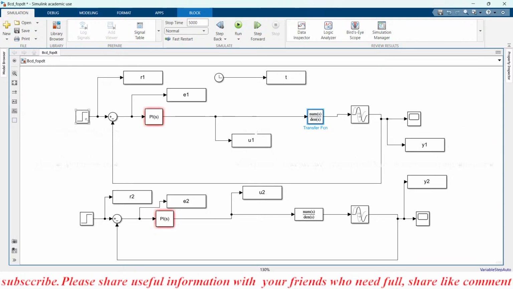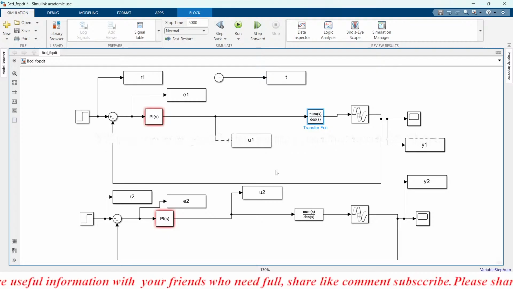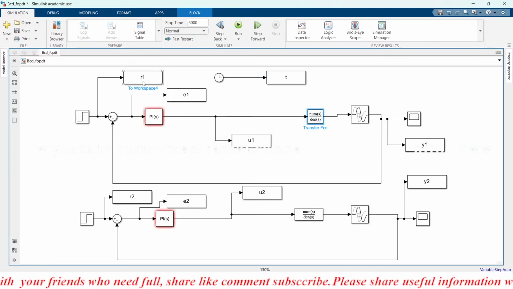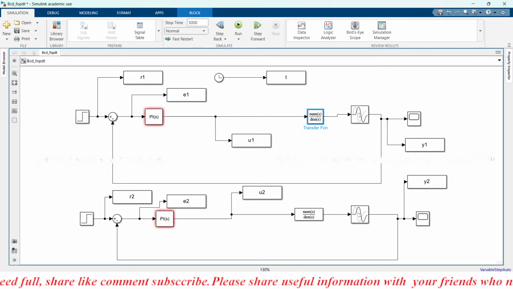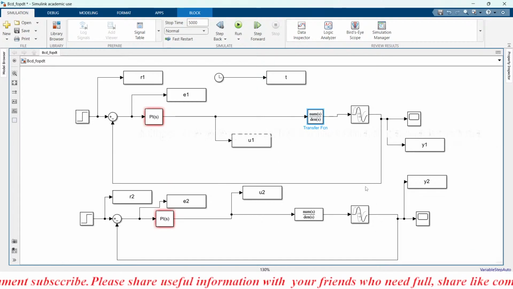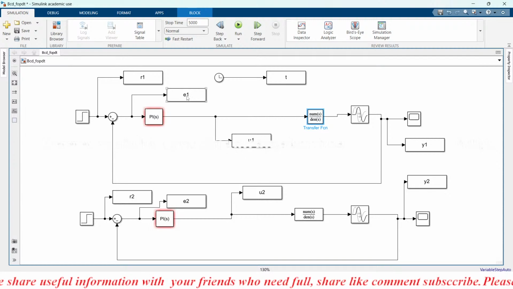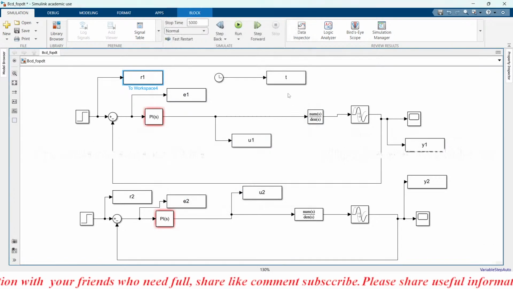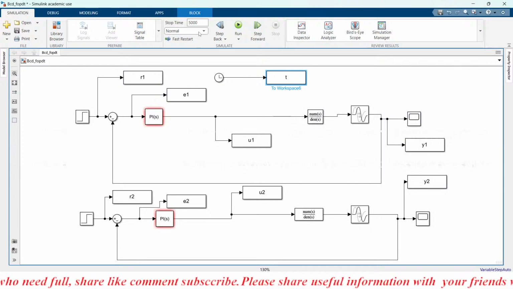Here is the step input and PID controller, and here I have two loops. I am taking the input and the output. There are two inputs and two outputs, one for each individual loop, that I am calculating. And here are the transfer functions, and here is the error signal. All are placed in time series mode, and here is the clock which is running.